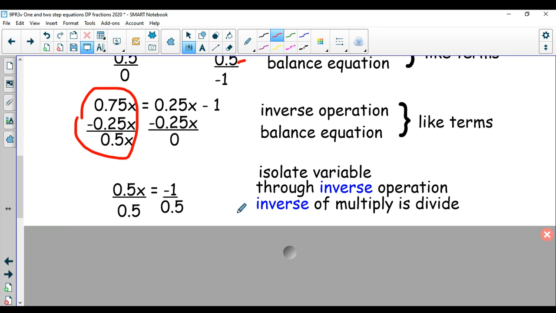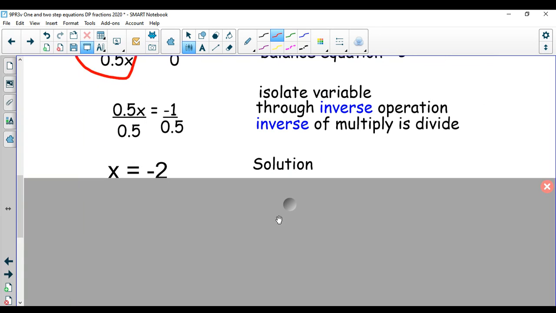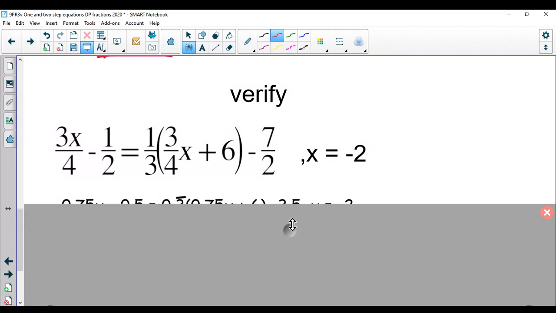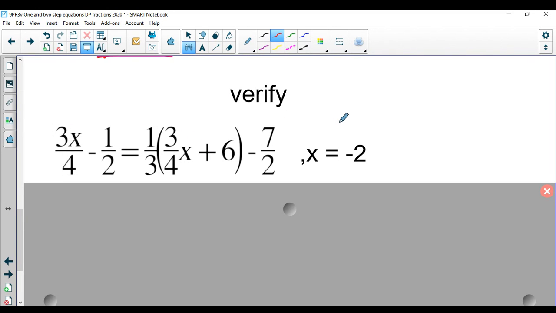-1 divided by 0.5. How many times does 0.5 go into -1? It goes in 2 times, and a negative divided by a positive is a negative. This, ladies and gentlemen, is our solution. Good. Now we have to verify. Here's my original statement in my verification. Like that statement, good. Put everything in.